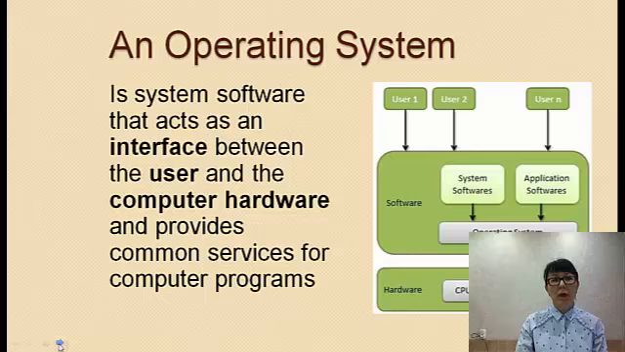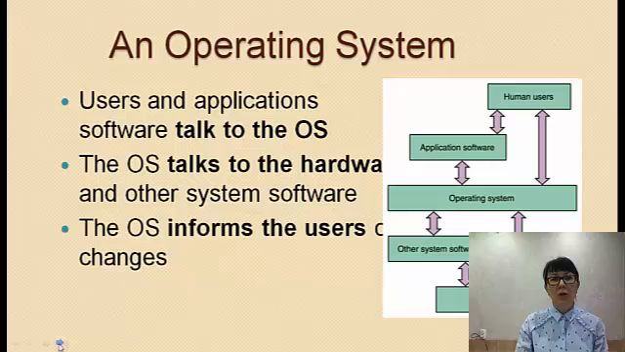So, an operating system is a system software that acts as an interface between the user and the computer hardware and provides common services for computer programs. Users and application software talk to the OS, operating system. The OS talks to the hardware and other system software. The OS informs the users of other changes.